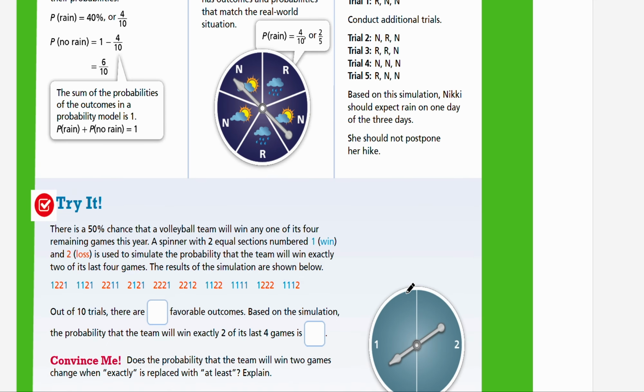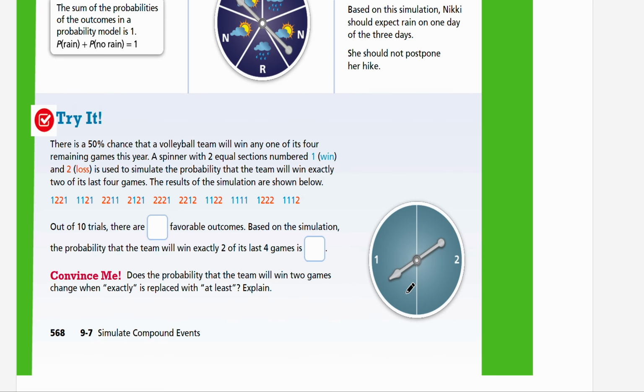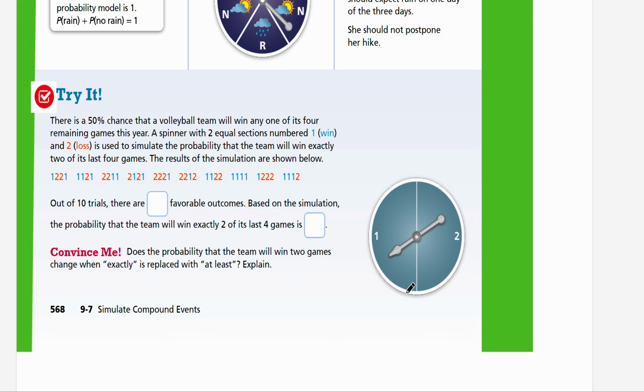Okay, let's look at Try It. There is a 50% chance that a volleyball team will win any of its 4 remaining games this year. A spinner with 2 equal sections, number 1, which represents win, and number 2, which represents loss, is used to simulate the probability that the team will win exactly 2 of its last 4 games. The results of the simulation are shown here. And so let's fill in the blanks. Pause the video, see if you can fill in the blanks by yourself. Come back when you're ready for answers.